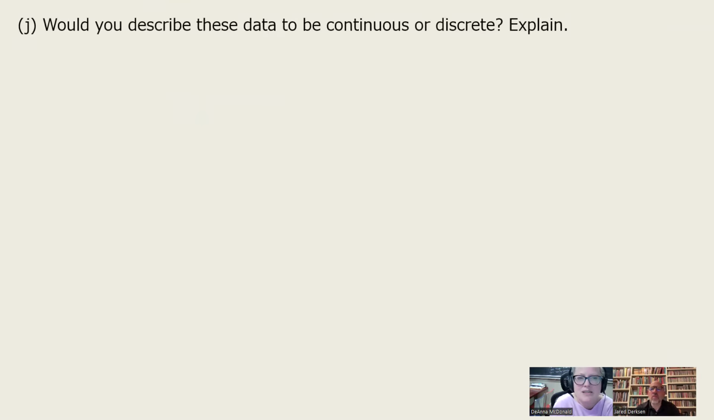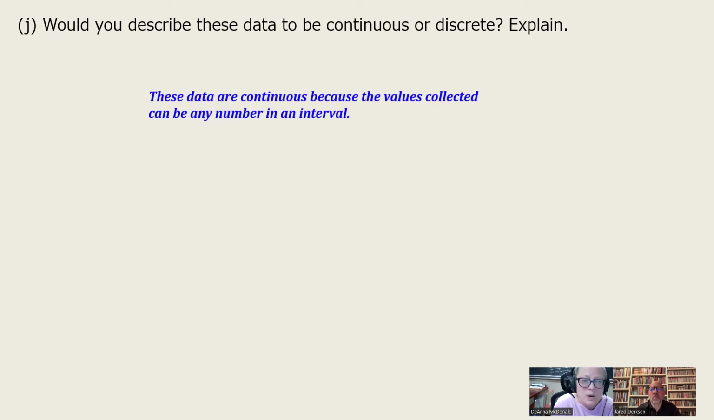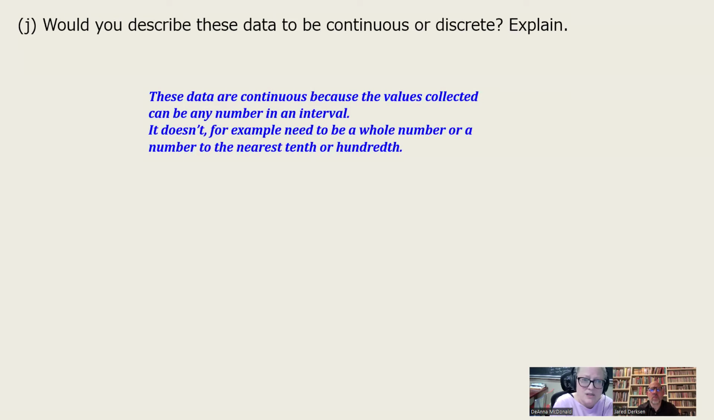All right, would you describe these data to be continuous or discrete? And you want to explain yourself. So I would say that these data are continuous because the values that have been collected can be any number in the interval. We're limited only by how precise our instrument can be, not by the values themselves. And so because they can be any value in that interval, they would represent continuous data. For example, it doesn't need to be a whole number or a number that's to the nearest 10th or 100th. It could be to the nearest 100,000th, but I just wouldn't be able to get that because I don't have a good enough measurement tool.